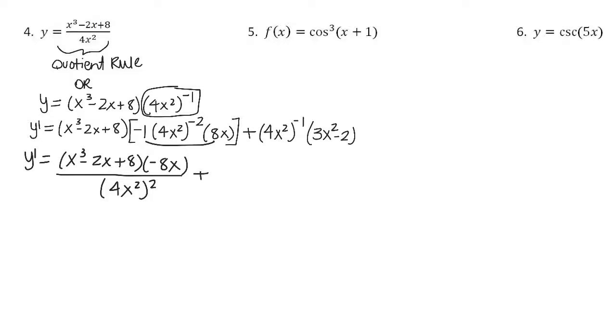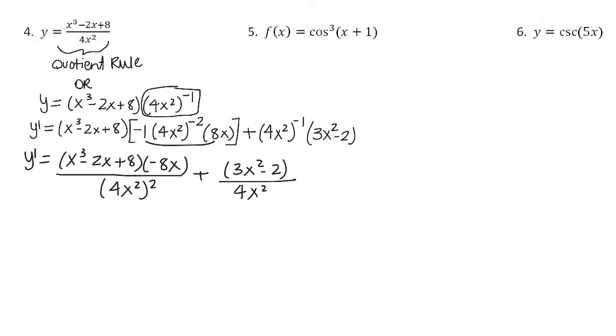Plus, and then over here we've got 3x squared minus 2 all over 4x squared. And I can drop that 1 since it'll all be raised to the positive 1. Okay, that's one way to do it. If you would leave that negative 1, that's fine. Okay, good. All right, any other questions?